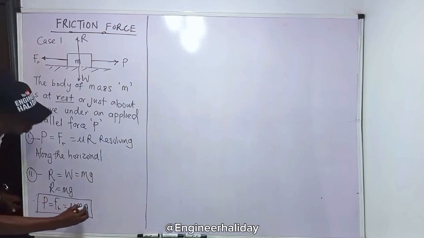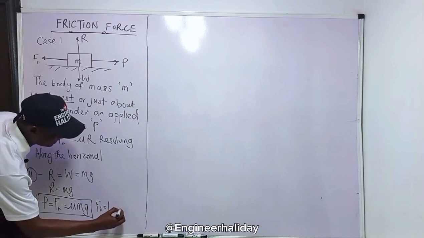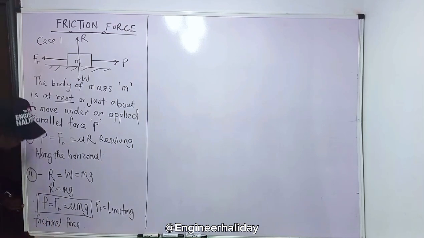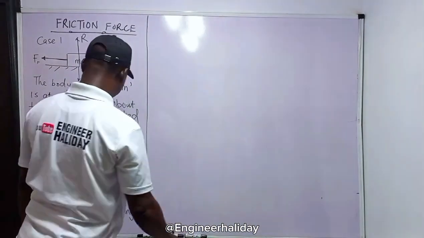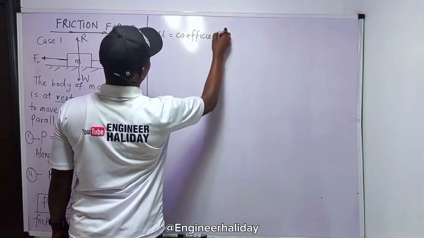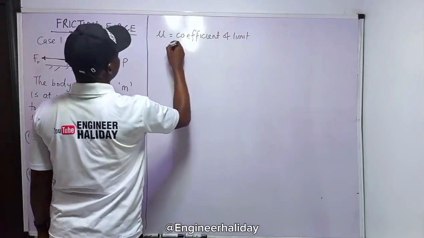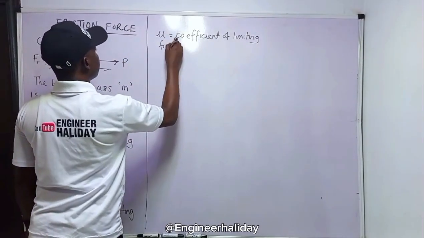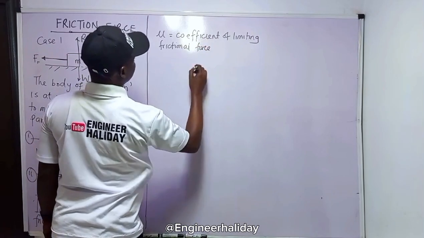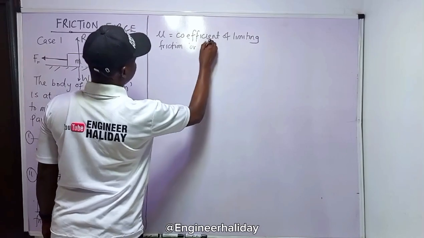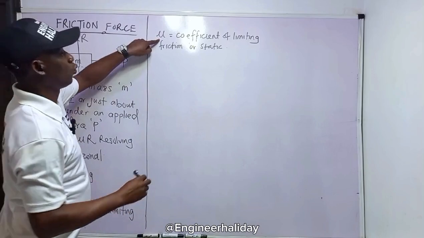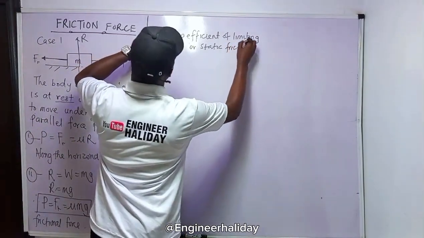Now, in this case, we assume the frictional force is a limiting frictional force. If you assume that, that means this mu will be equal to the coefficient of limiting or static friction. But now look at the board. So this is what we call the coefficient of limiting friction or static friction.